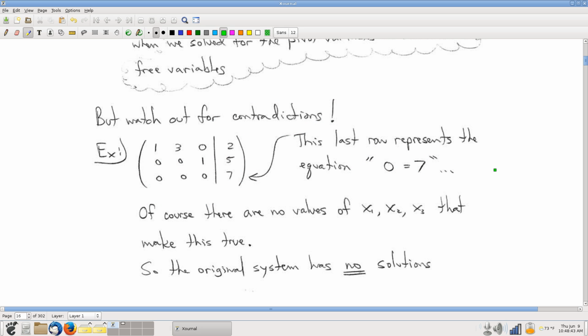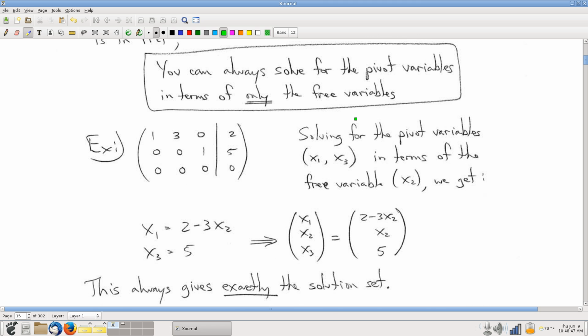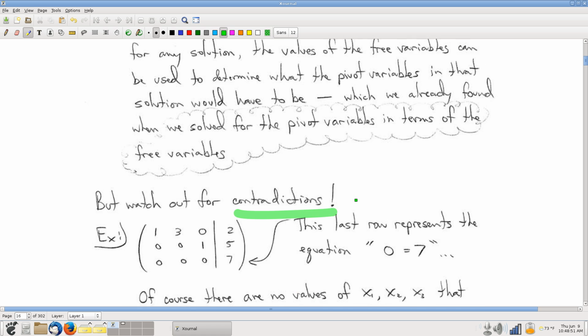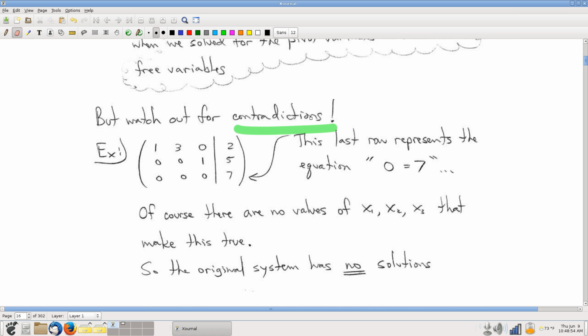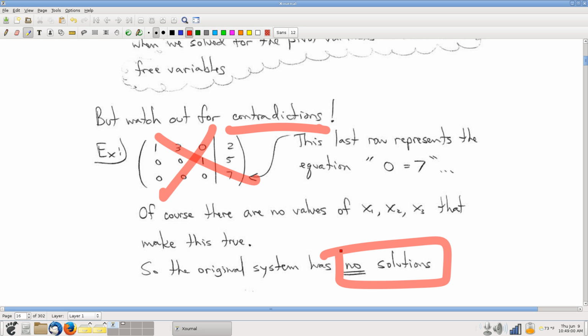Okay, so other than that, in the absence of contradictions, solve for your pivot variables in terms of your free variables. Those are your solutions. If there is a contradiction, you don't have to solve for anything. You just say, we have a contradiction, therefore this is garbage, and there are no solutions, and you're done.